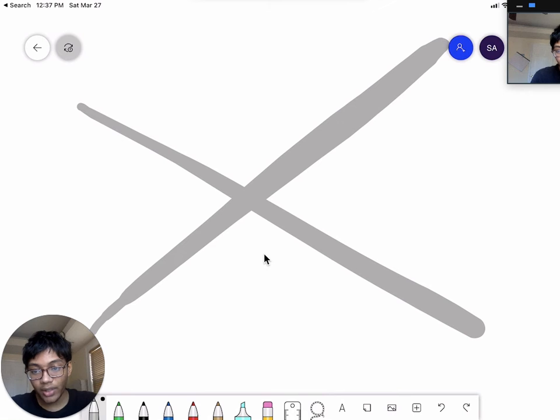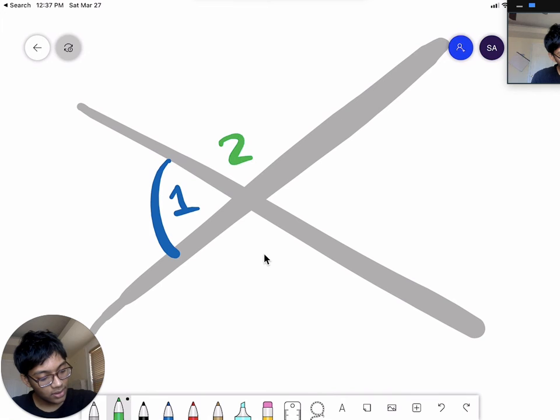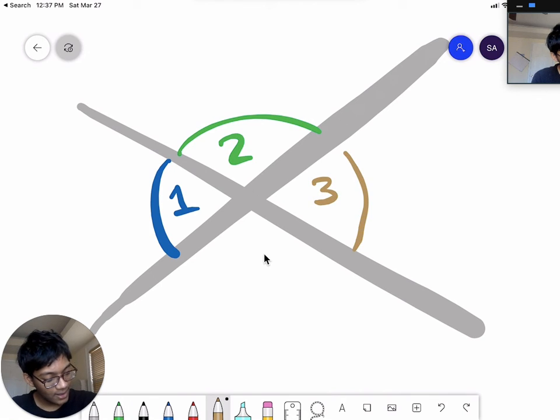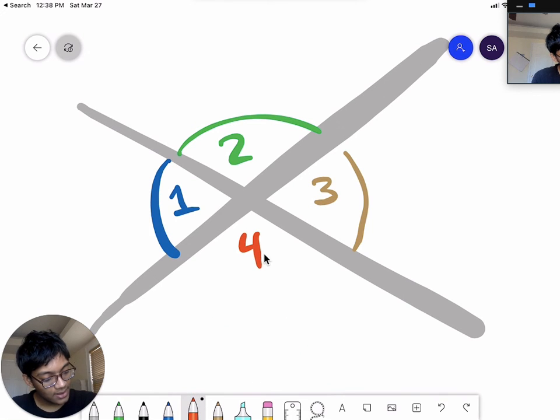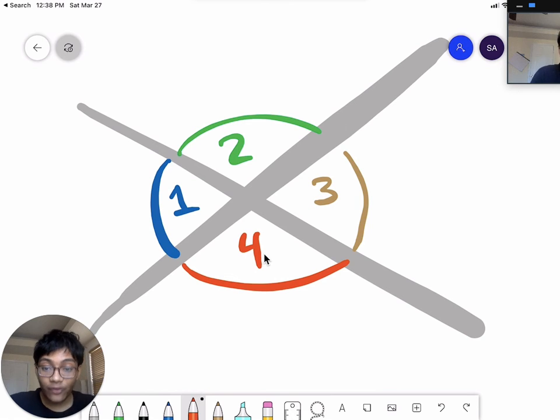And the last thing we're going to talk about is these guys. Now these guys are a weird bunch. Probably looks like an X to you. But what I'm trying to communicate here is this. Let's say this is angle 1. Let's say this is angle 2. Now you get the gist. This is angle 3. And this is angle 4. So we got 4 angles, right?